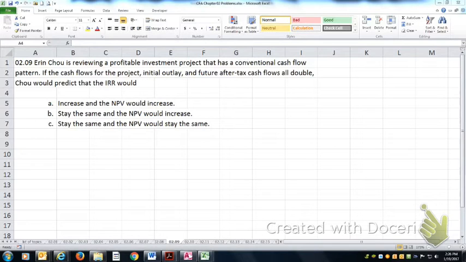the initial outlay and the future after-tax cash flows all double, Chow would predict that the IRR would, and then you've got A, B, and C: either increase or stay the same, and then it's saying stuff about what would happen to the NPV. Alright, well, the easiest way to do these is to do an example.